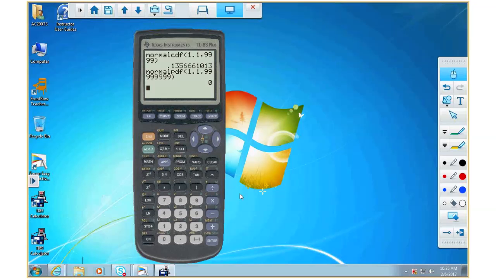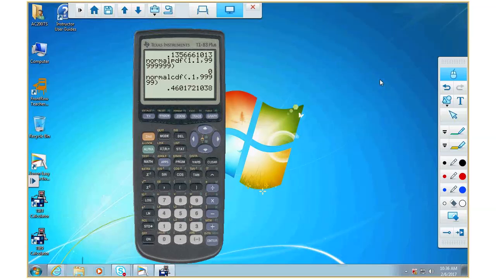Okay, it must not have been 1.1. Check it and see. What was the z-score on that last problem? 0.1. Thank you. I heard it when he said 1.1. I'm sorry. So second, bars, normal CDF. I thought it was normal CDF. 0.1 comma 99999. There we go. 46%.